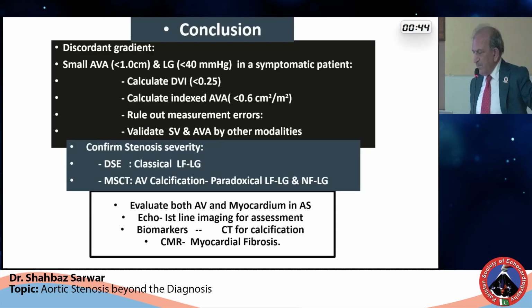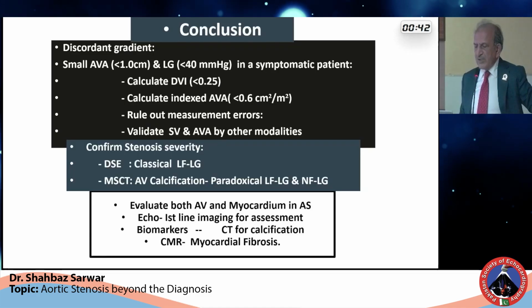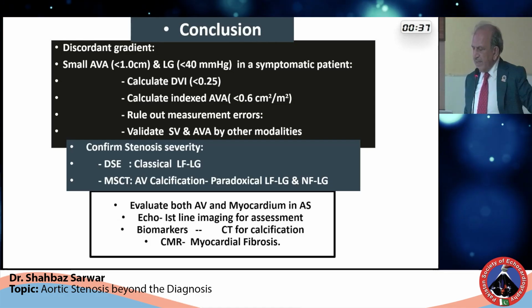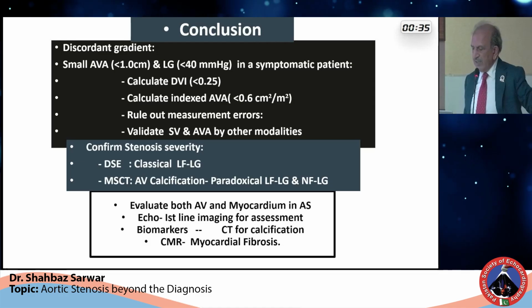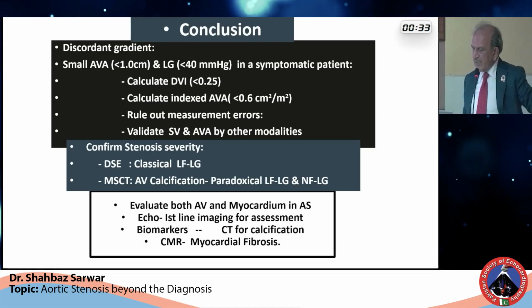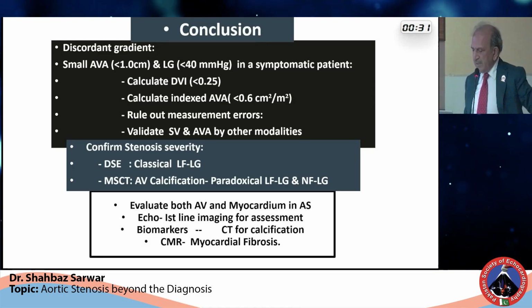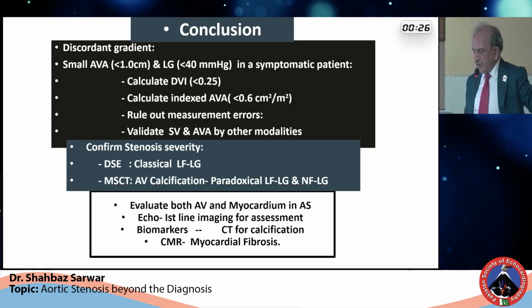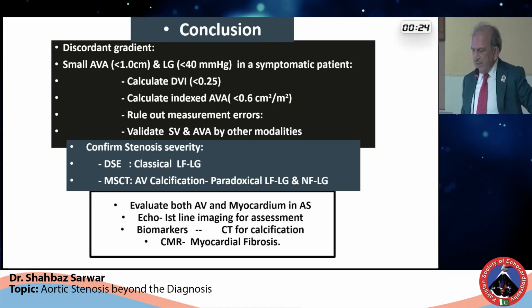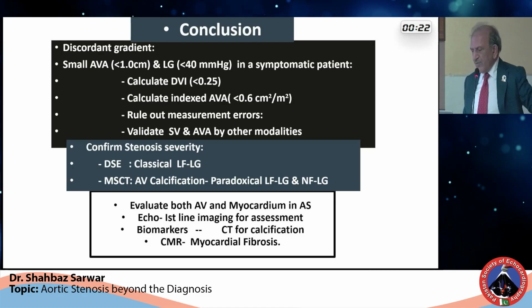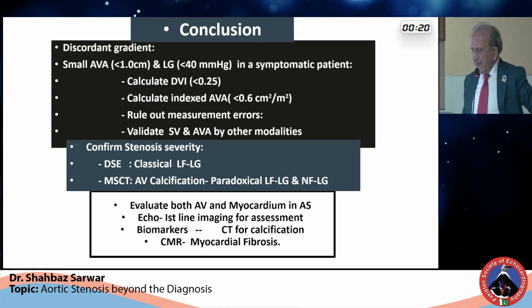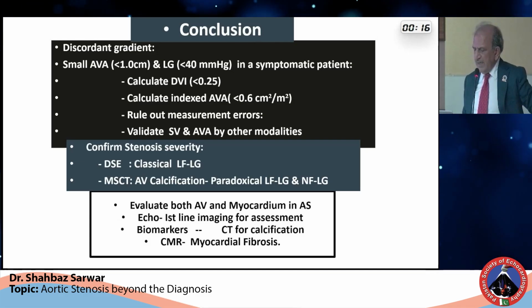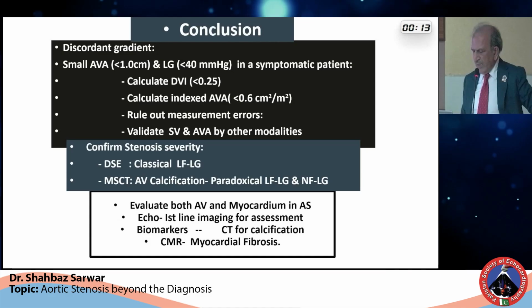These are the patients who should be picked up early and treated earlier, because only then are we going to save them. So to conclude, for discordant gradients, a smaller valve area and low gradient in a symptomatic patient, we calculate DVI, look for the indexed area, rule out measurement errors, and validate stroke volume and aortic valve area by the other modalities I have told you. We confirm severity, especially in classical low flow low gradient by DSE, and in paradoxical low flow low gradient and normal flow low gradient by CT, and look for calcification.